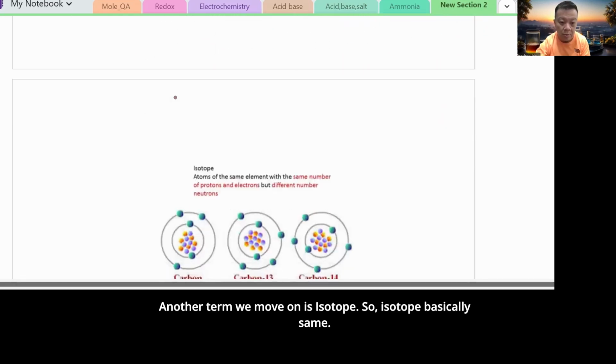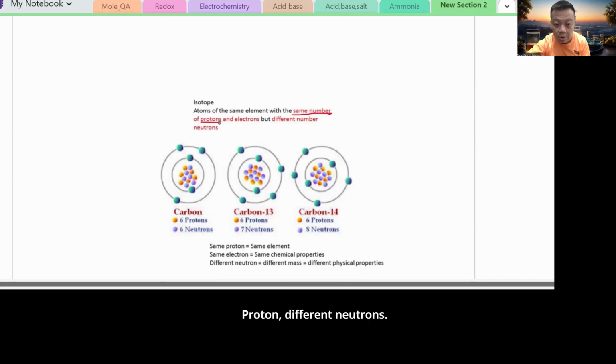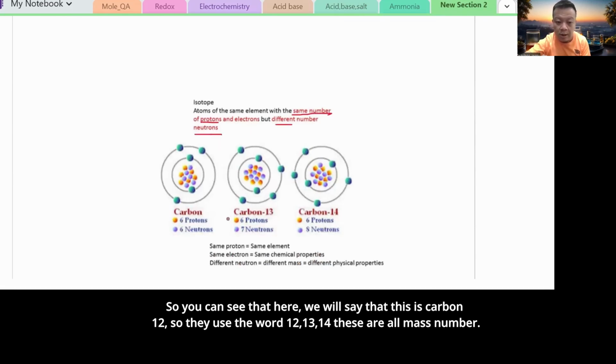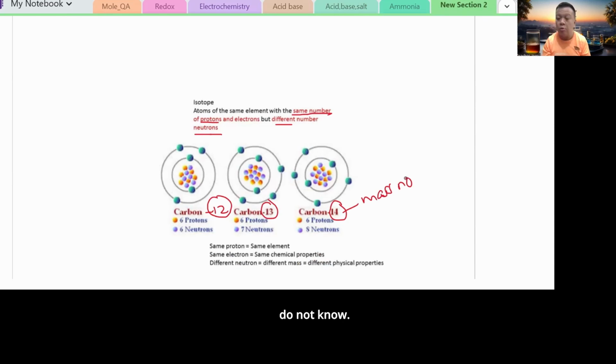Another term we move on to is isotopes. Isotopes are basically atoms with the same number of protons but different numbers of neutrons. Here we say that this is carbon-12. They use the numbers 12, 13, 14, which are all mass numbers. This helps us identify the different isotopes. So are we able to tell the isotopes on the periodic table? We will not know, right?